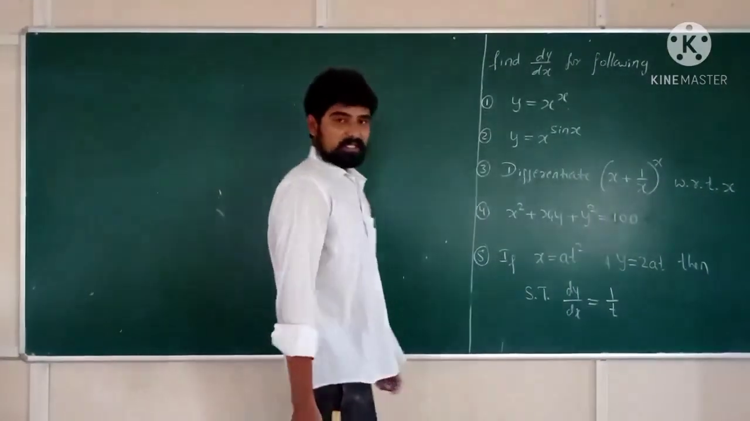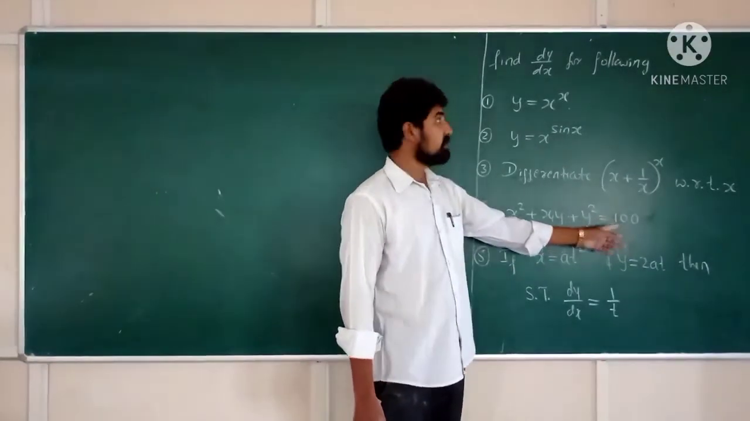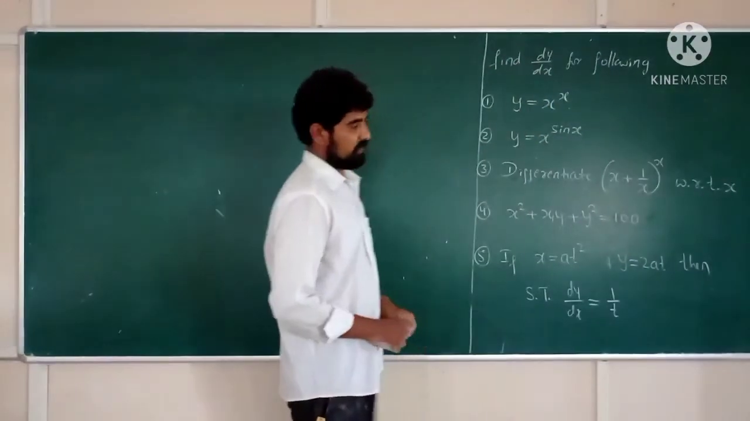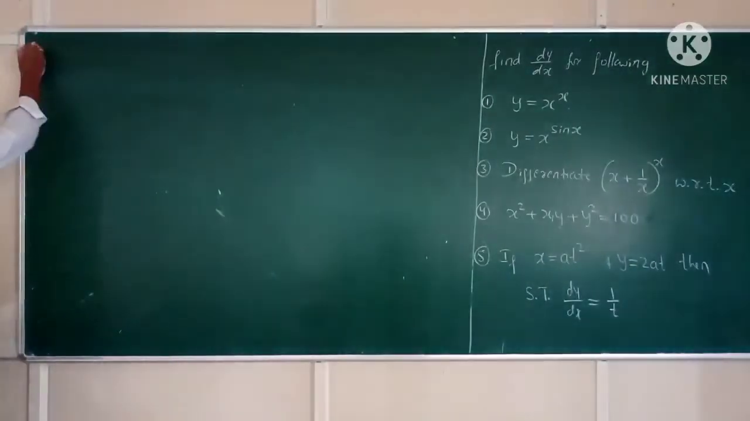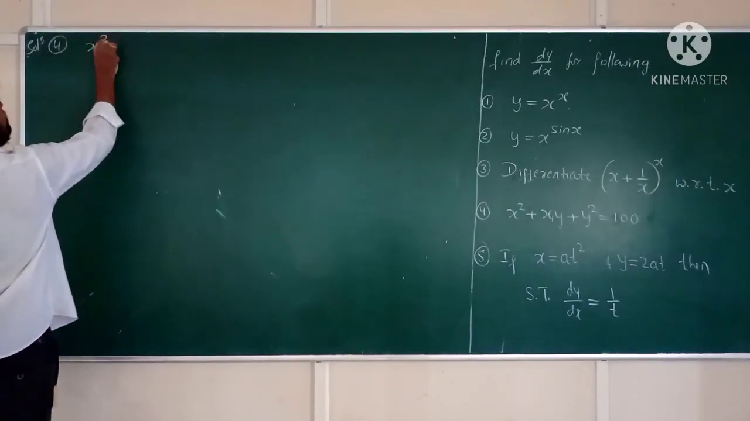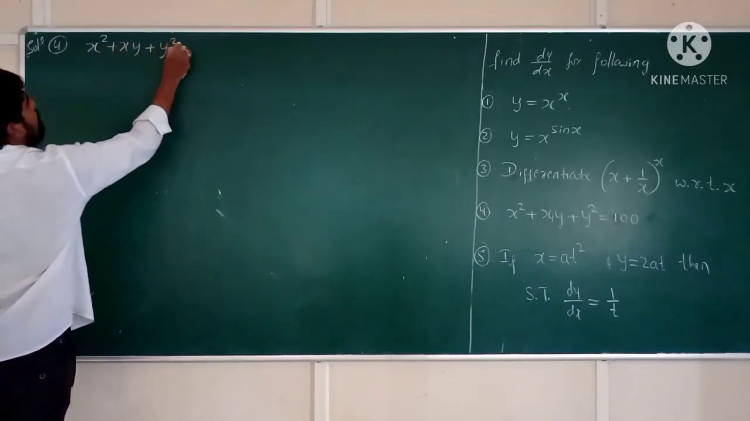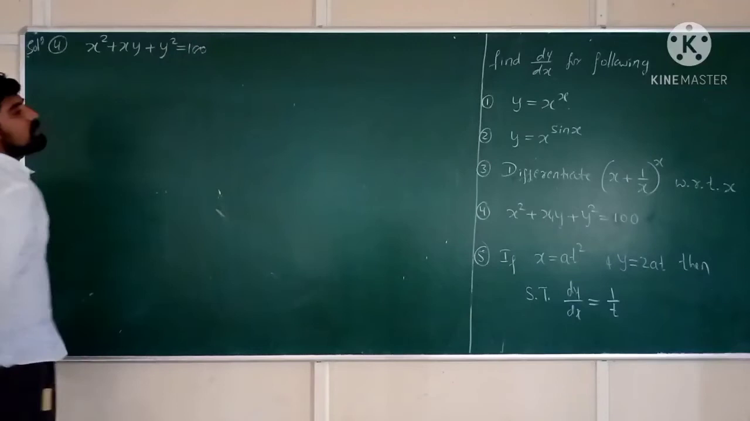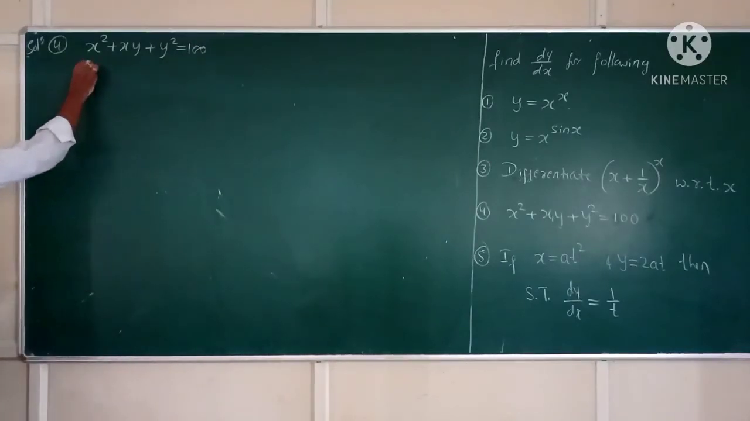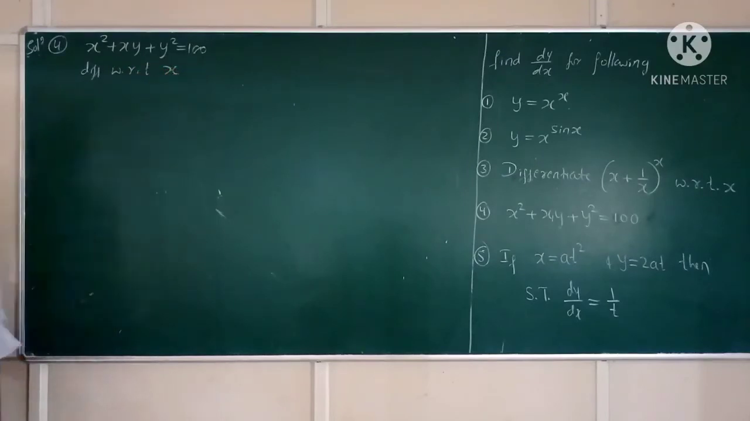So now the fourth question: if x square plus xy plus y square is equal to 100, find the value of dy by dx. Let's start the solution. So here it is given that x square plus xy plus y square is equal to 100. To find dy by dx, differentiate this with respect to x.